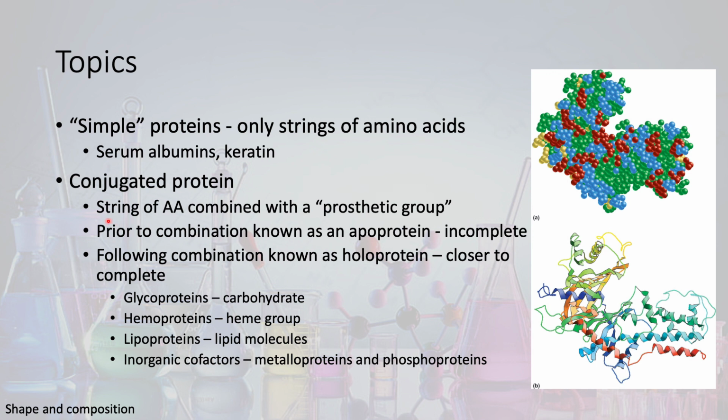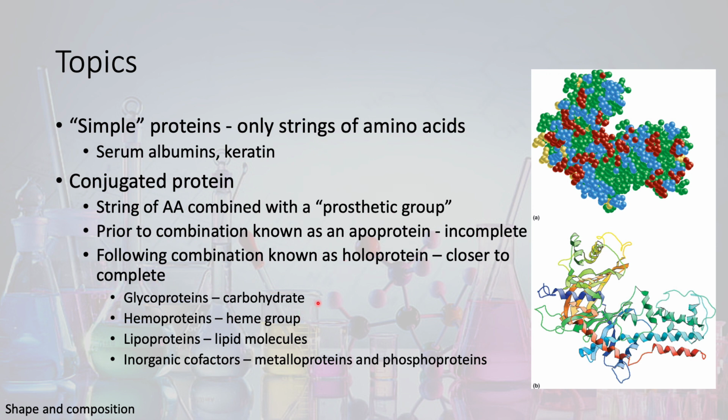Some additional nomenclature: if a protein requires conjugation to have full function, before that conjugation occurs, prior to combination, these proteins are known as apoproteins and are incomplete. They won't have their full function. Whereas following combination with those post-translational modifications, they're known as a holoprotein, or closer to completion, or a whole protein. One way to remember what a holoprotein is is to simply think of it as a whole protein. It's been modified and now is whole and functional.